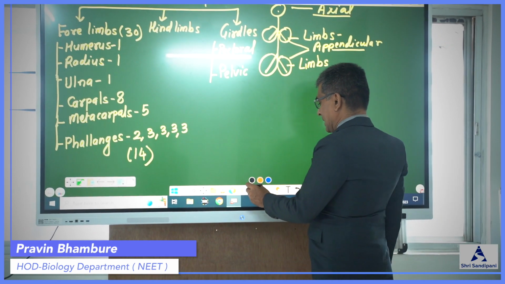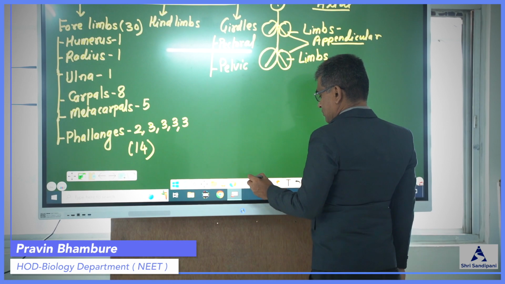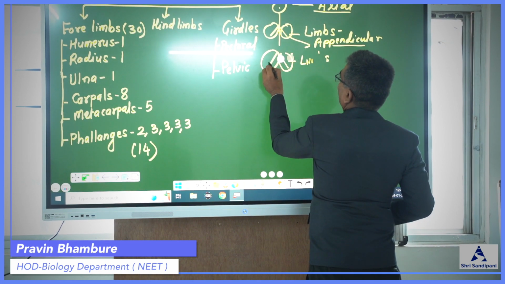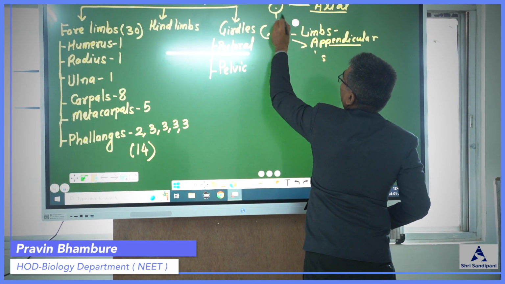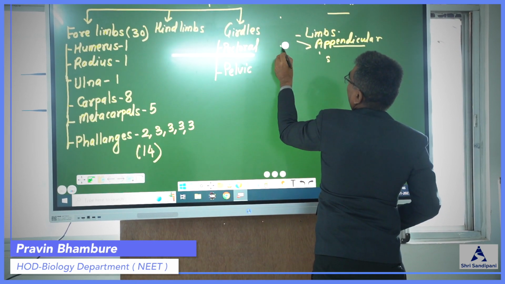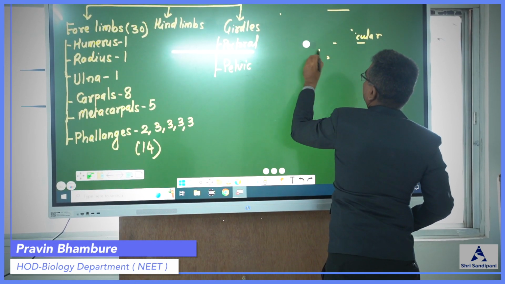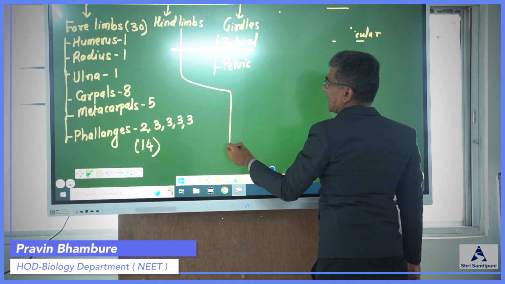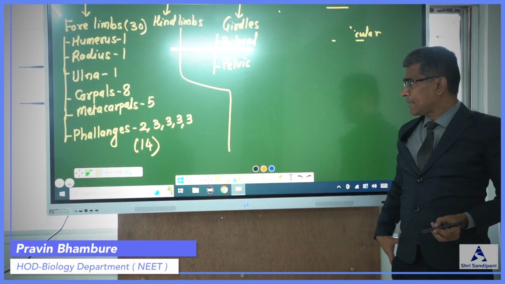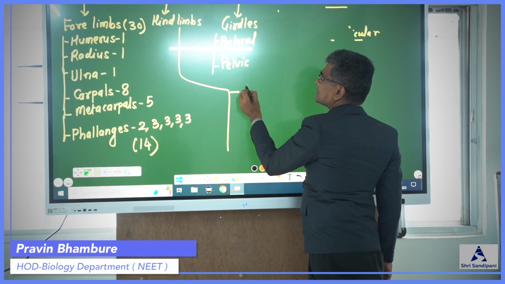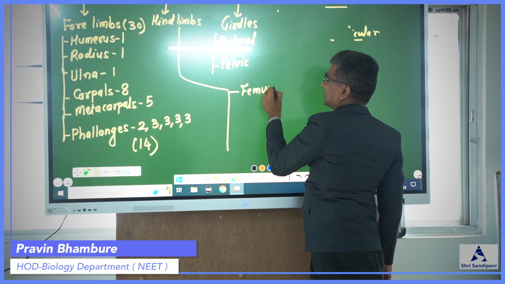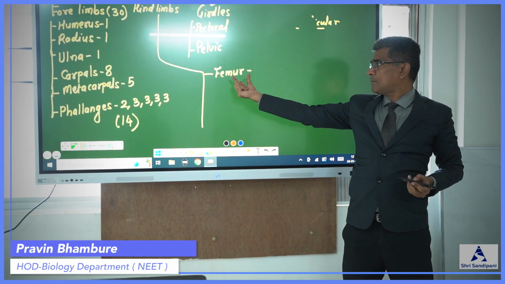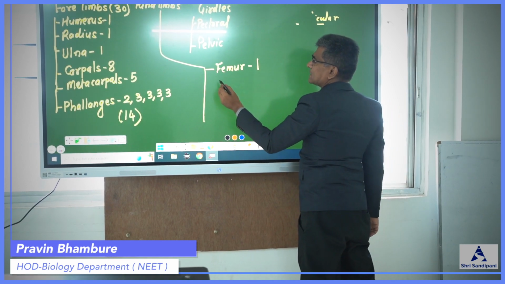Now let us talk about the hind limb. That is, how many bones are there in the leg? Hind limb, I'll write it here. Hind limb means legs. In the leg, if we look at the topmost, that is called femur. Femur is the thickest, strongest and longest bone in our body. So one femur is there.